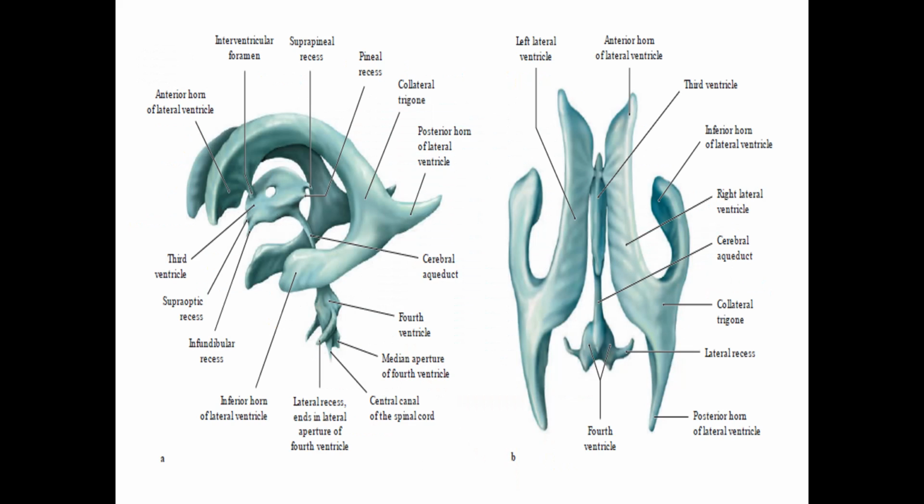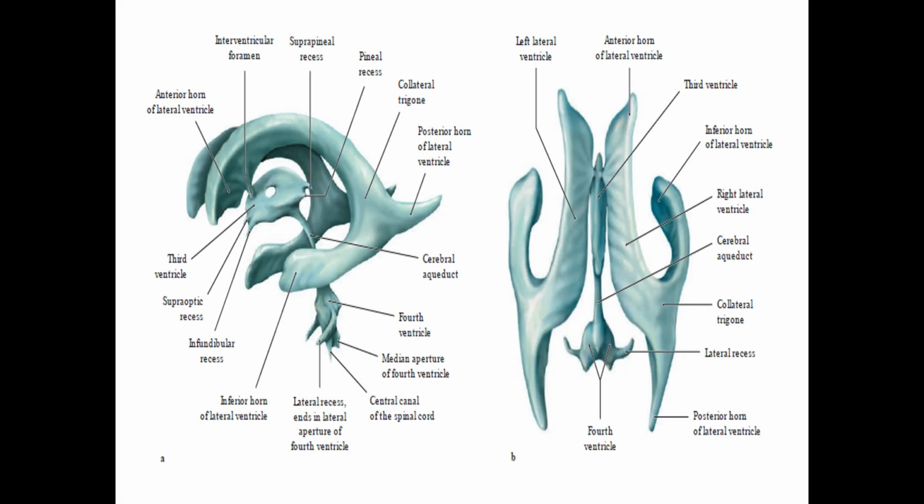In another picture, you can see the two lateral ventricles. The lateral ventricles have certain horns: the frontal horns, the temporal horns, and the occipital horns. This is the left ventricle and this is the right ventricle. Both left and right ventricles open into the third ventricle through a foramen called the foramen of Monro. Then the third ventricle drains into the fourth ventricle through another duct called the cerebral aqueduct, also called the aqueduct of Sylvius.